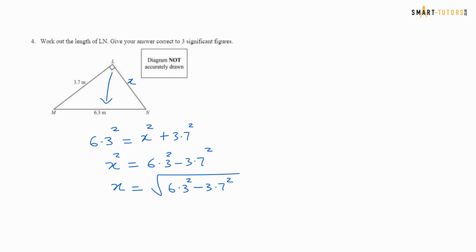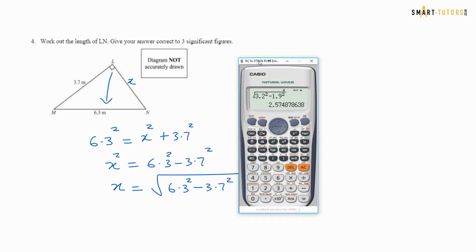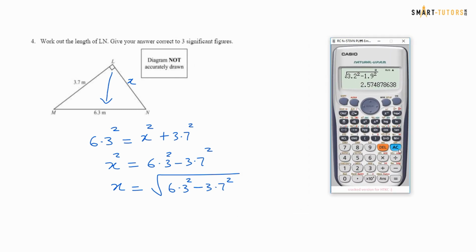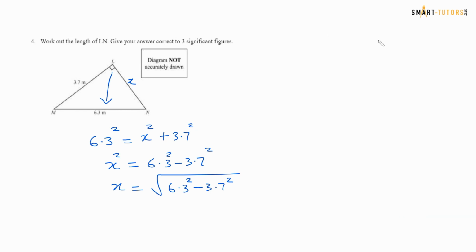Bring back the calculator again. In the calculator, we take the square root of 6.3 squared minus 3.7 squared, which equals root 26, 5.099. So 5.099 is the answer.